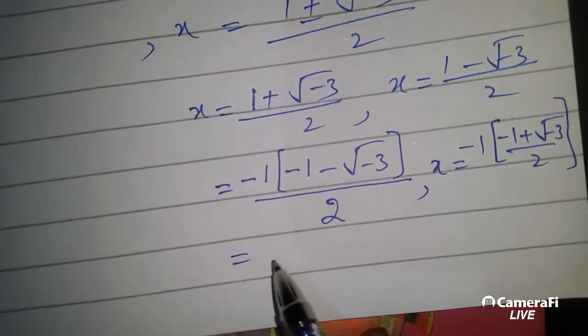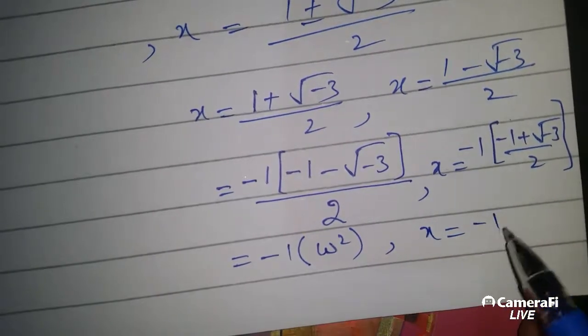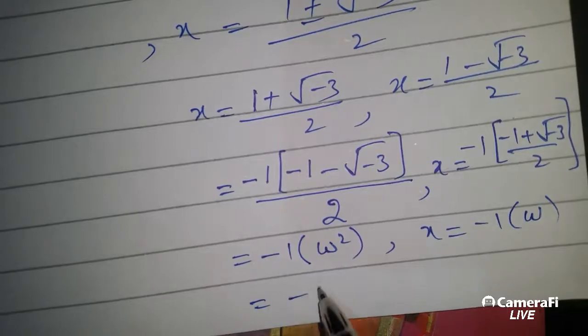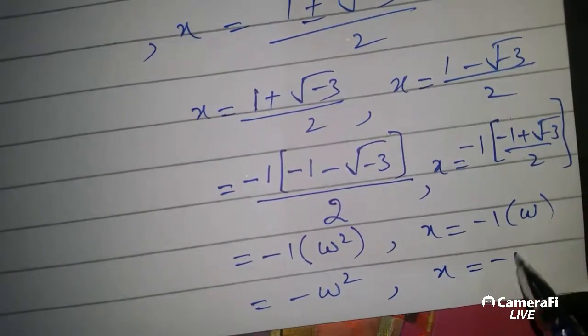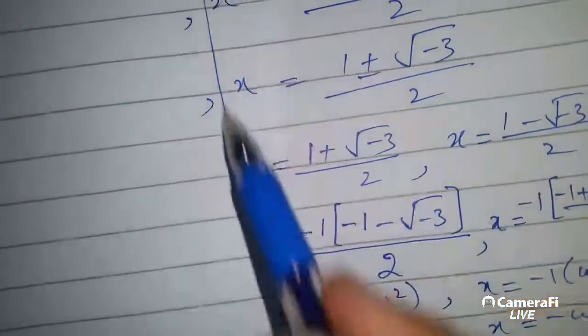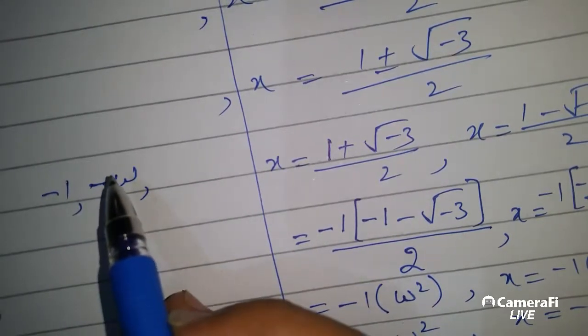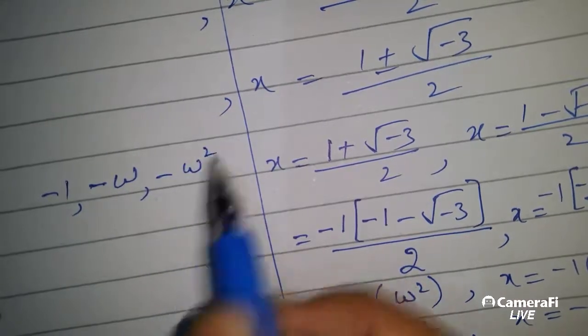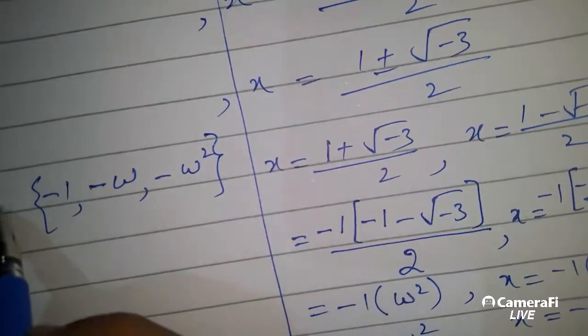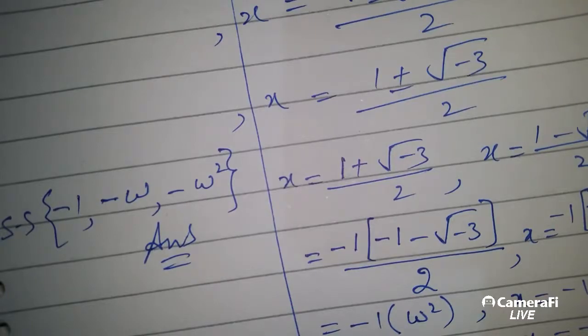So these can be written as omega square and this as omega. So it becomes minus omega square, minus omega. So the answers that we have at present are minus 1, minus omega square. So these are the roots of our equation. Let's move to the next part.